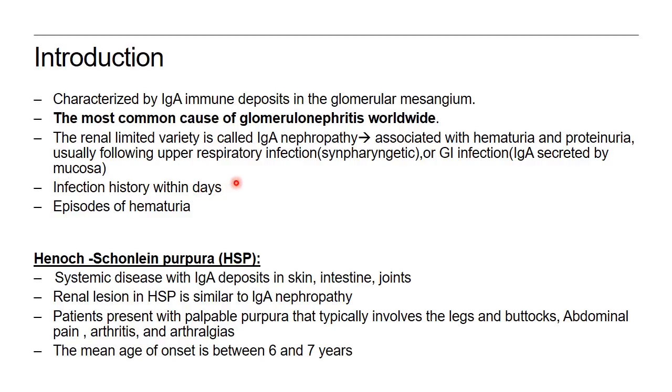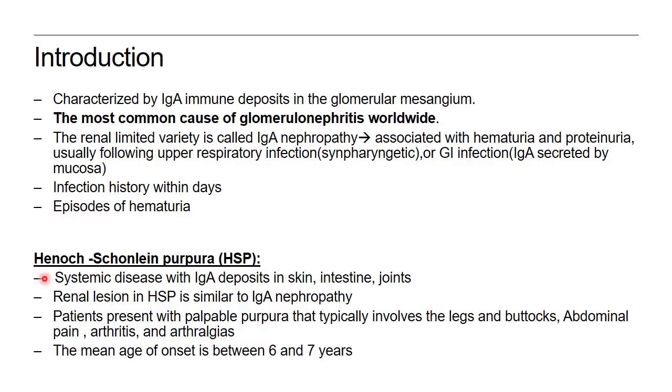Here the infection history will be that of days, and it can be accompanied with episodes of hematuria. So the patient might not have consistent hematuria, but they might see gross hematuria today and then not see anything for a few days, and then again they might see it after a few months. In HSP, again, like we said, it's a systemic disease, and the renal lesion in HSP is similar to IgA nephropathy. It really is the same thing.